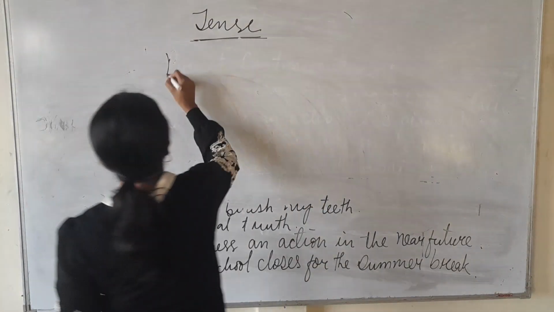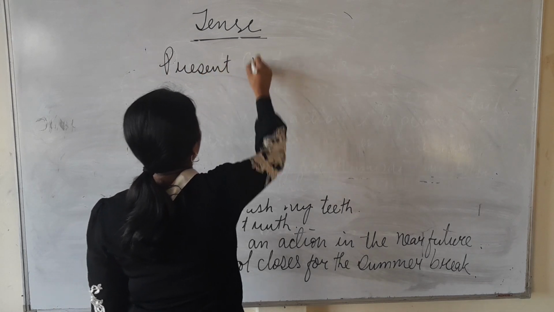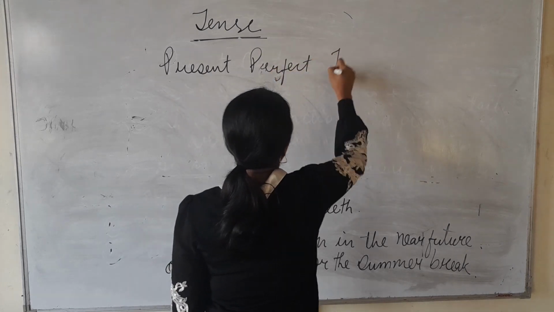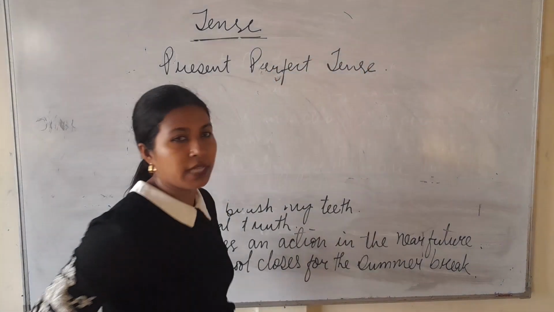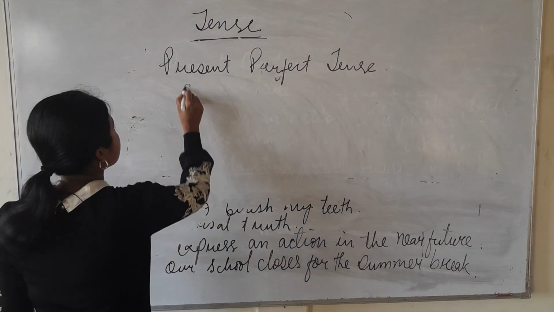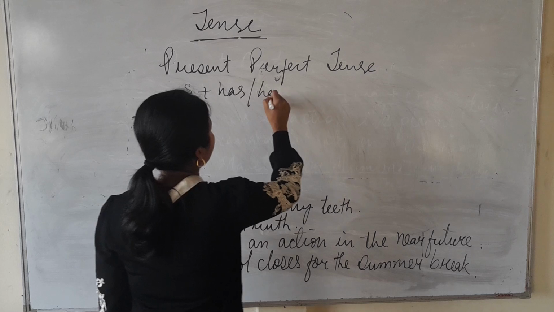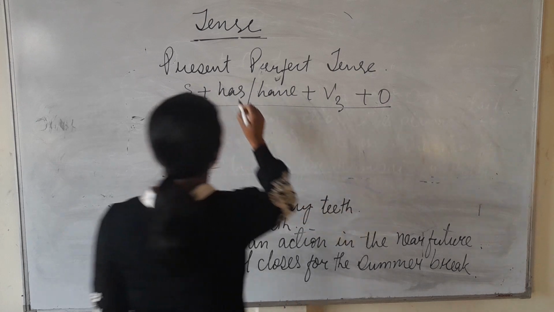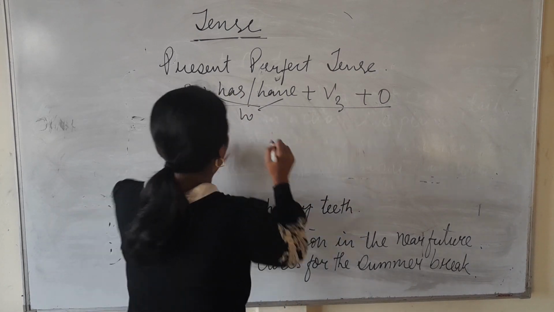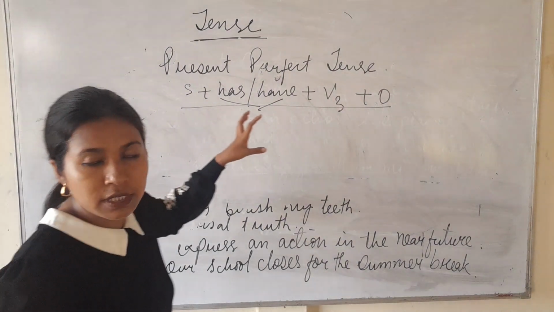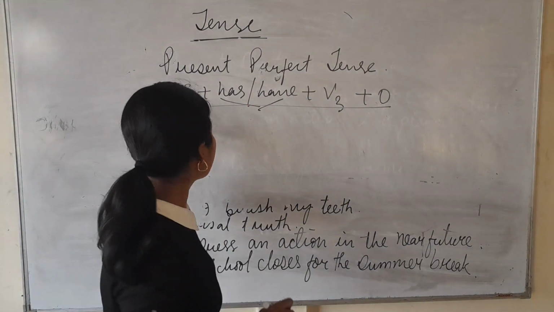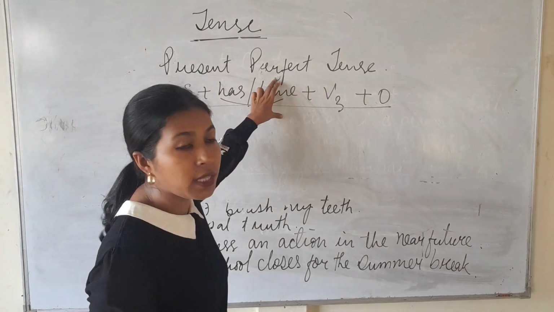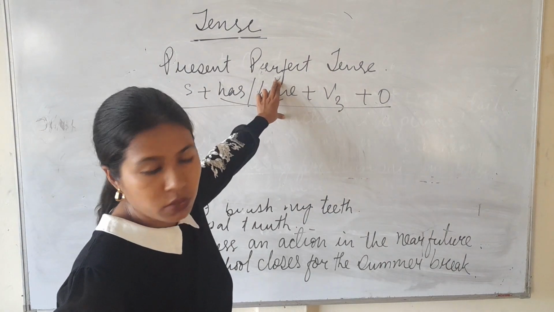Okay, now we will be doing present perfect tense. The pattern is subject, has or have, third form of the verb, object. This is the pattern. The be verb used in present perfect tense is has or have, that you have to remember. In present continuous tense we use the be verb is, am, are. In present perfect tense we use has and have. Has is used with third person singular, and have is used with second person and first person. So this is what we have to remember.